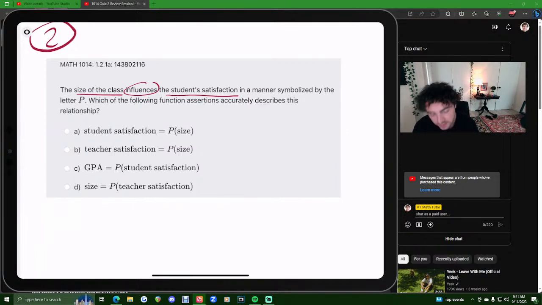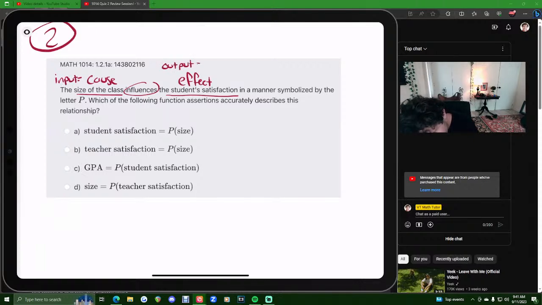So if they're saying the size of the class influences the student satisfaction, that means that the student satisfaction is dependent on the size of the class. And so size of the class is the cause, and the effect is the student's satisfaction. So synonymously, I think of cause as the input and the effect as the output.